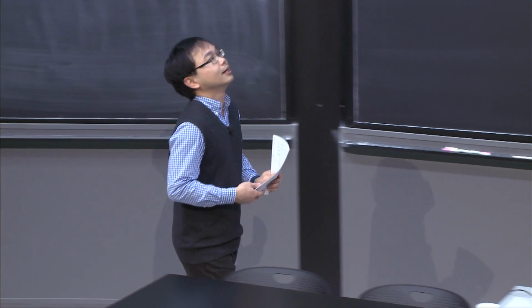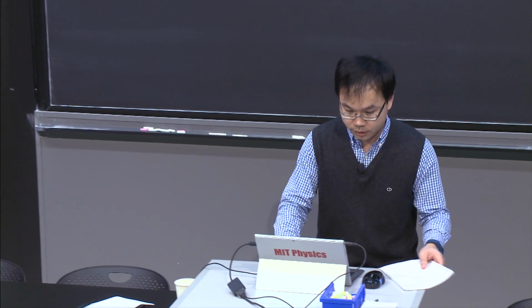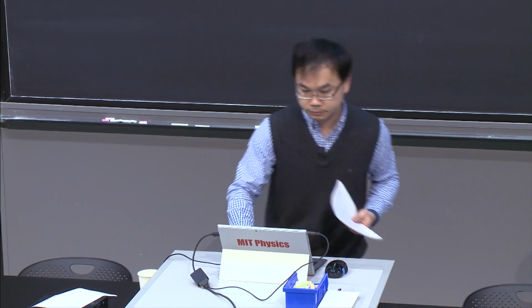Now the second set of solutions is the following. You have progressive waves, and the functional form is really interesting. It can be written as f(x plus or minus Vp t), where f is some arbitrary function. That describes a wave traveling in the negative or positive x direction. Or you can write it as a function g(kx plus or minus omega t). They all work for wave equations.